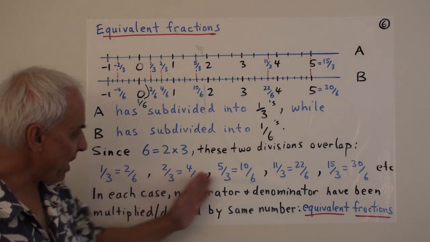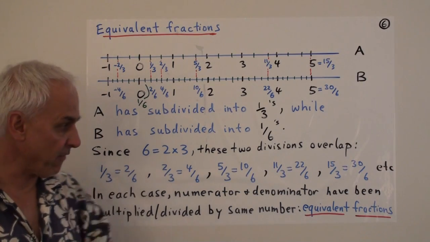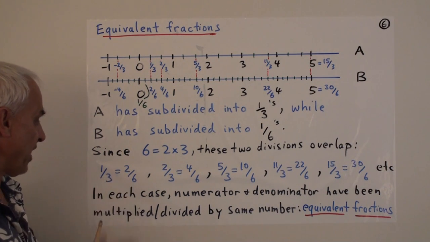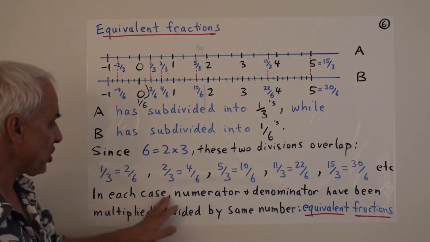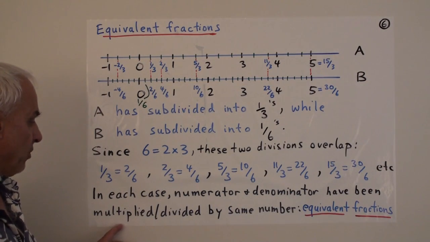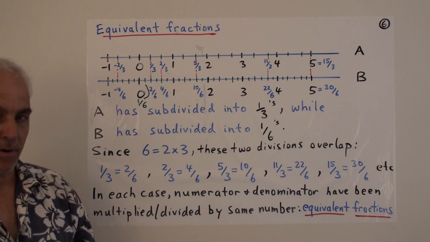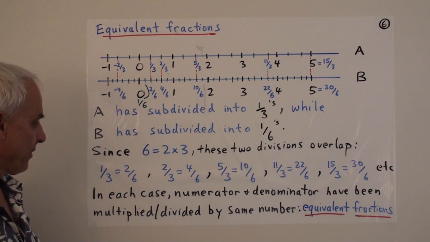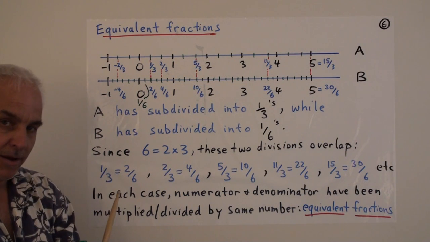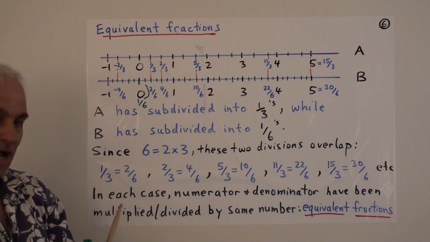So there's an important pattern here that we have to be aware of. How to go from this fraction to this fraction. In each case, the numerator and the denominator have been multiplied or divided by the same number. Okay? So to go from here to here, we've just multiplied the numerator and the denominator by 2.